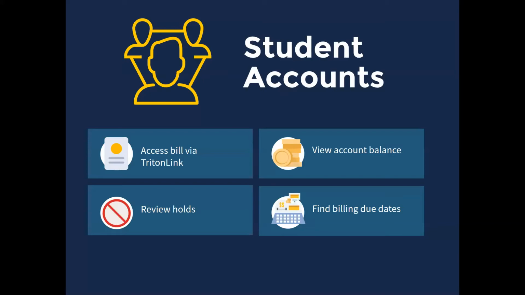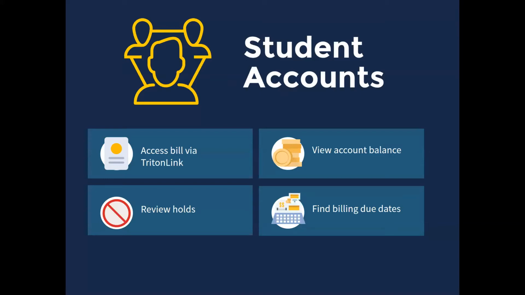From that page, you'll be taken to Triton Pay, where you can do the following. You can find your electronic bill, view your account or credit balance, review holds, and verify billing due dates for your balance. It's important to note that while UC San Diego runs on a monthly billing cycle, tuition and registration fees are charged on a quarterly basis. This happens shortly after you enroll in your classes each term.